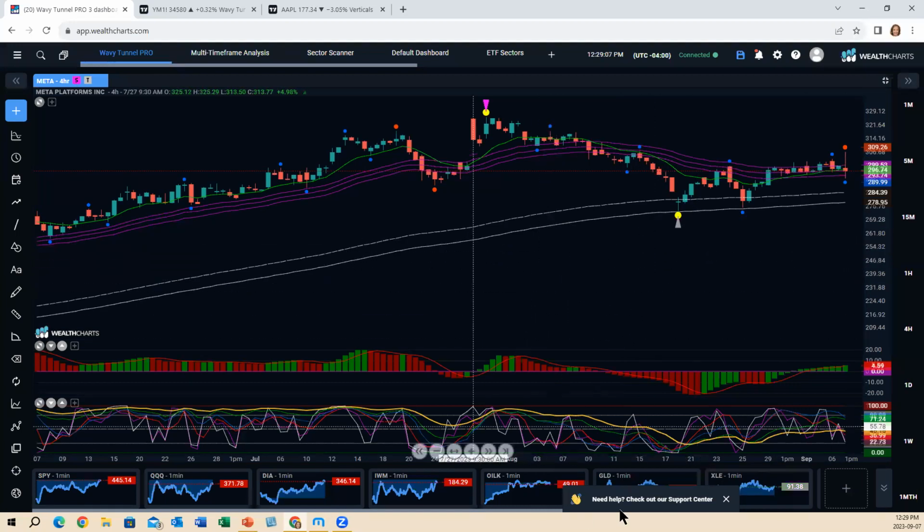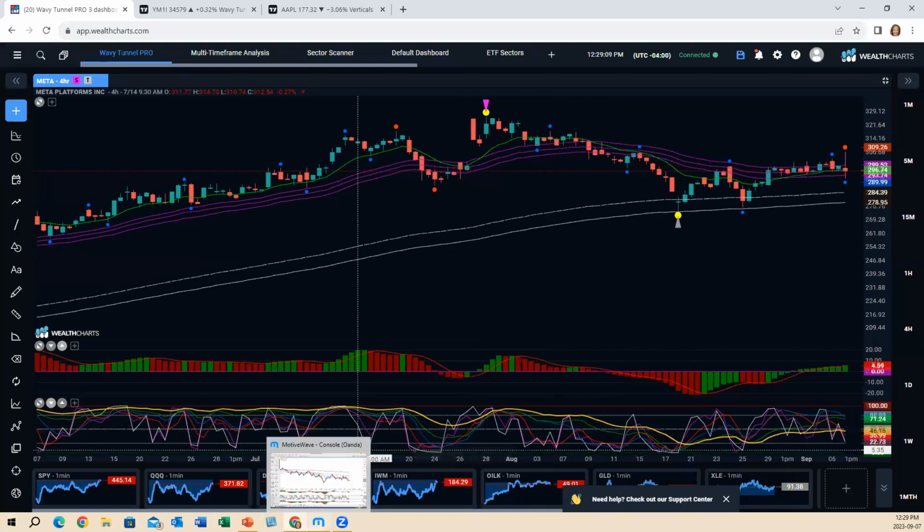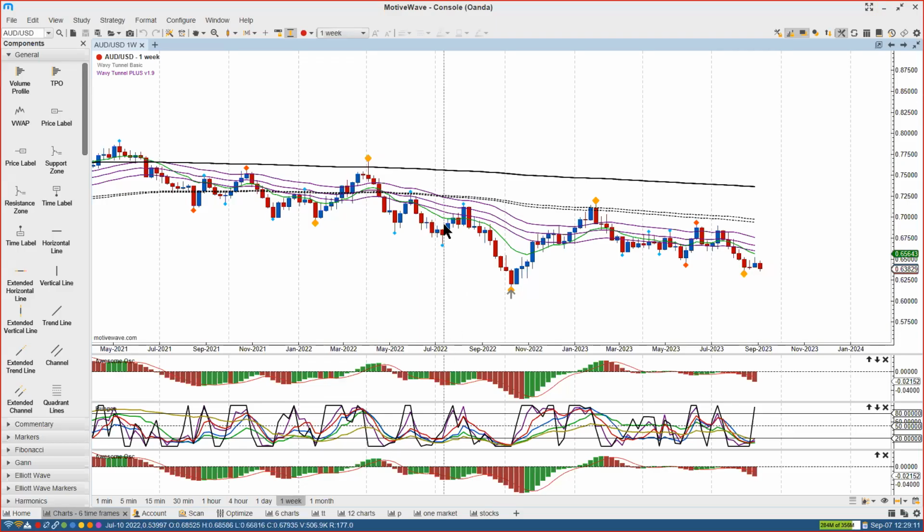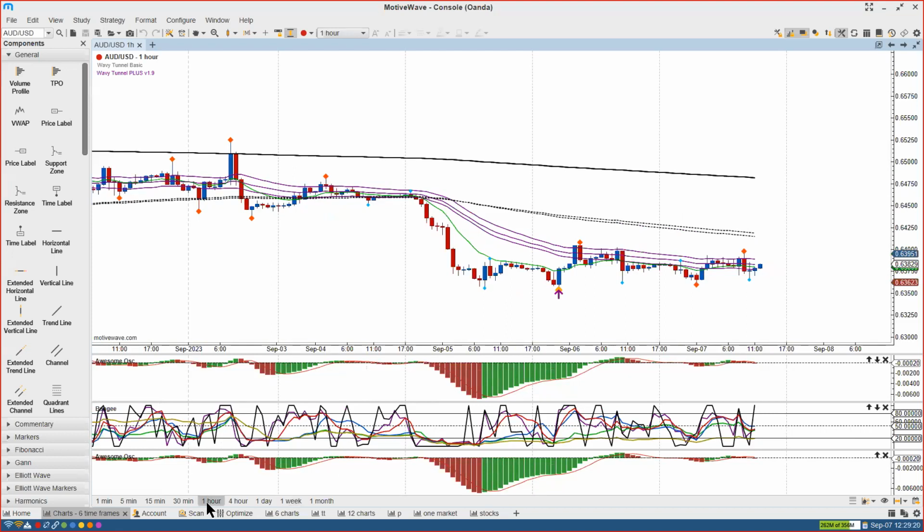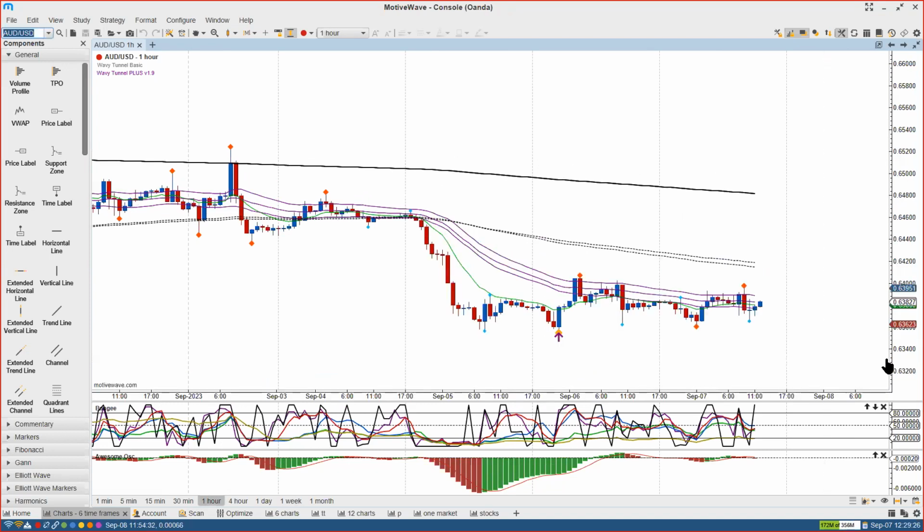Now, motive wave looks like this. Okay, so here's the Aussie, the weekly, and you can look at the different time frames. This is what it looks like. This is not good. I have 2 awesome oscillators here. Okay, let me get rid of one. Okay, this is what it looks like on the hourly.